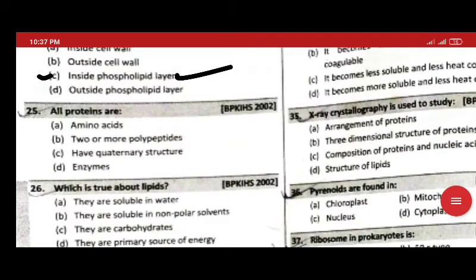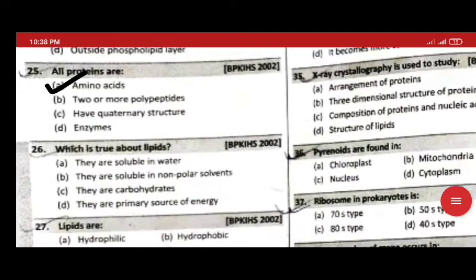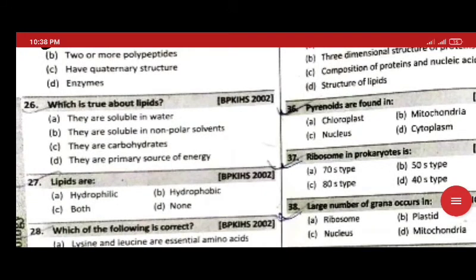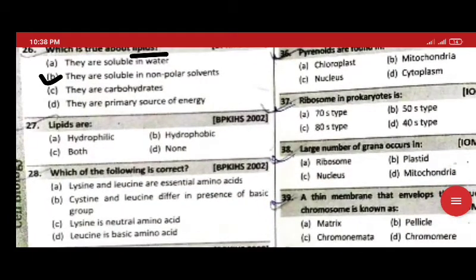Now 25, all proteins contain amino acid. So option A is right. Now which is true about lipids? Lipids are non-polar, and they are soluble in non-polar solvent. Non-polar solvent, polar solvent. Now lipids are both, so it is called amphibolic. So option C is right.